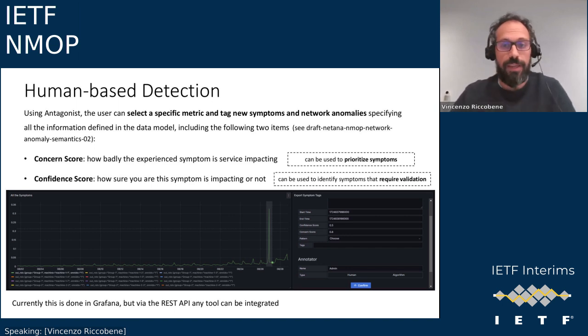And key aspects to be taken into account are the confidence score and the concern score. More in detail, the concern score tells the system how badly the symptom is impacting services. And the confidence score is how sure we are that this is actually impacting or not, because there's a degree of confidence you can have in the process. So the first one helps us prioritize which symptoms are most important. The second one helps us understand which symptoms require feedback in the validation stage. So if you have a high confidence score at the detection stage, there's probably no point in bothering the network engineer with validation of that symptom. But if you have a low confidence score, then this would require a little bit more exploration and validation on the data.